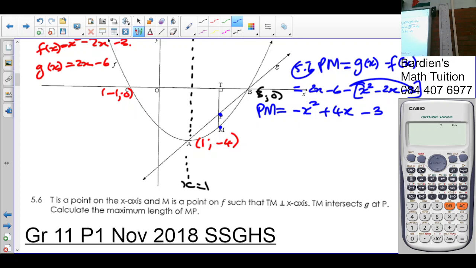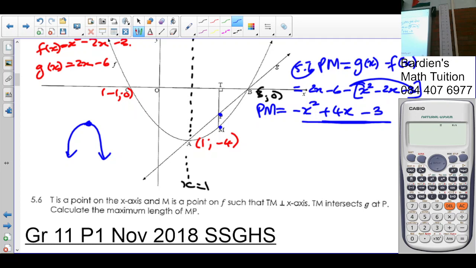So PM is that length there. What we are left with is a quadratic model, not so? And it is negative, so the quadratic will look like that. It will have a maximum value. Does it make sense?